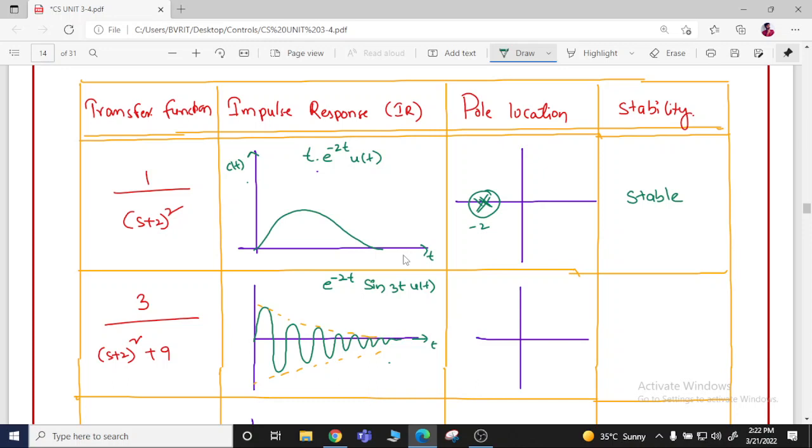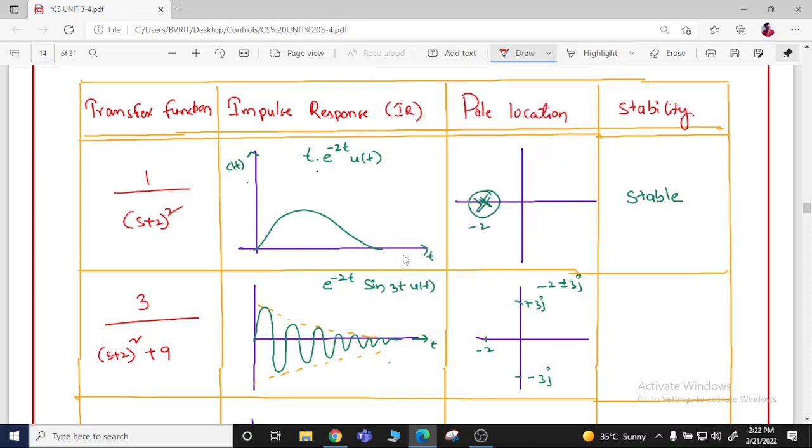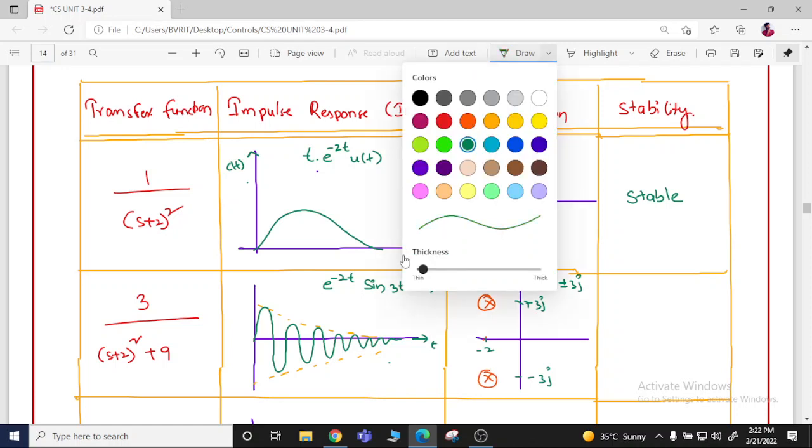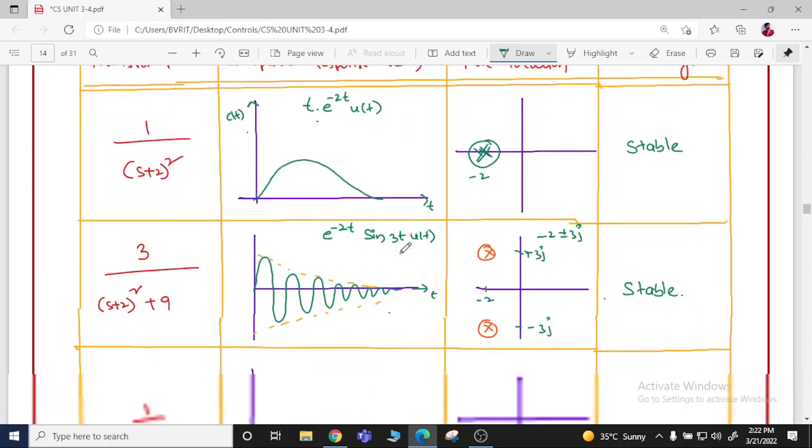And here the roots are complex conjugate. So here the roots are minus 2 plus or minus 3j. So minus 2 is here, plus 3j is here, and minus 3j is here. So the roots will be minus 2 plus 3j and minus 2 minus 3j. So the roots are complex conjugate and the system is stable only, because the roots are lying on the left hand side of s plane, that's why the system is stable.